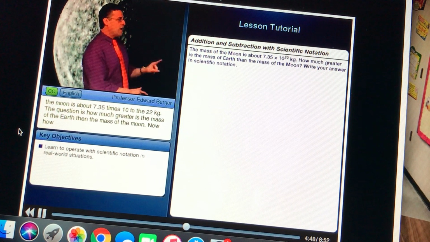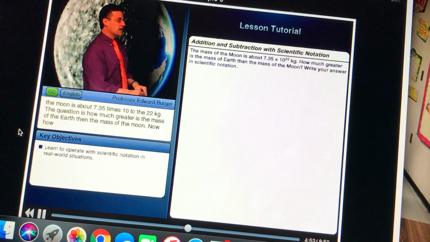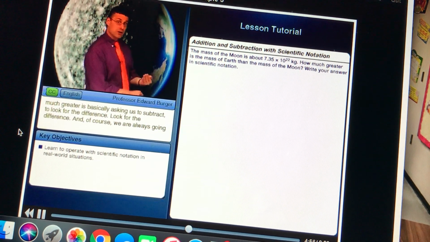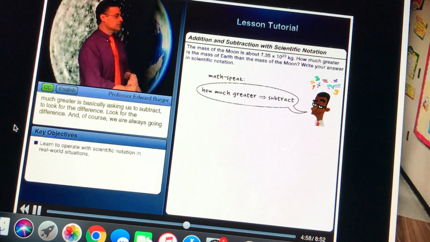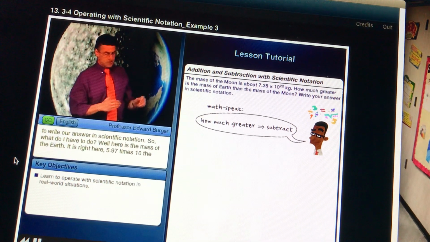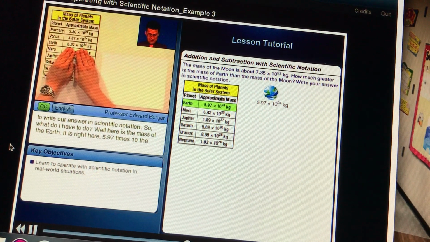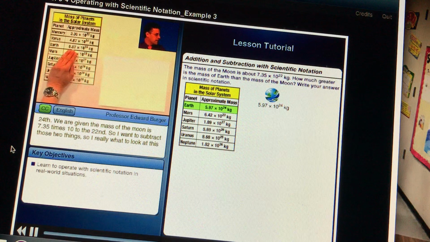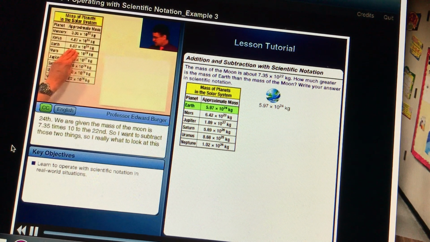Question is, how much greater is the mass of Earth than the mass of the moon? Now, how much greater is basically asking us to subtract, to look for the difference, and, of course, we're always going to write our answer in scientific notation. So, what do I have to do? Well, here's the mass of the Earth, right here, 5.97 times 10 to the 24th. We're given that the mass of the moon is 7.35 times 10 to the 22nd. So I want to subtract those two things.